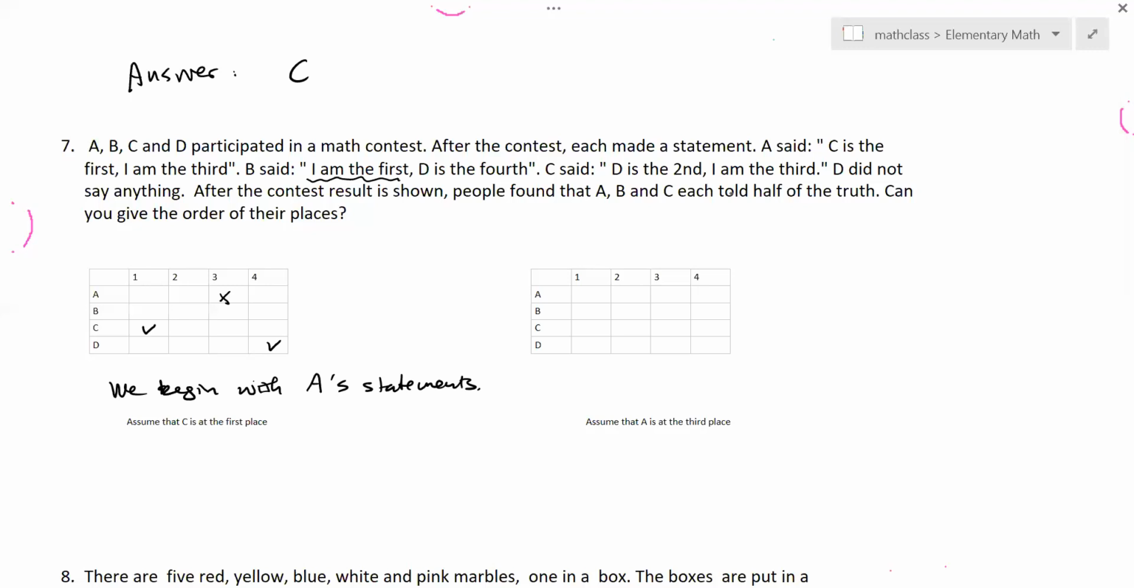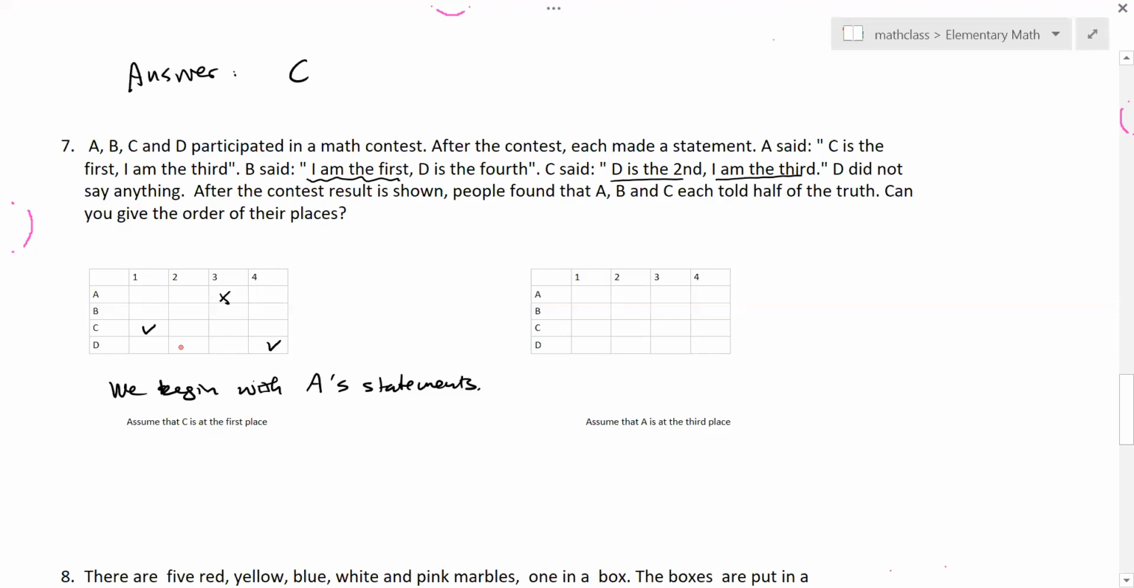Okay, you already get the order here. Let's look at D is the second. One of the statements must be wrong. I think D is the second statement is wrong. The third one, I'm the third one. So C also tells half of the truth. D did not say anything. There are two cases here. D is the second place. If D is in second place, it's true.